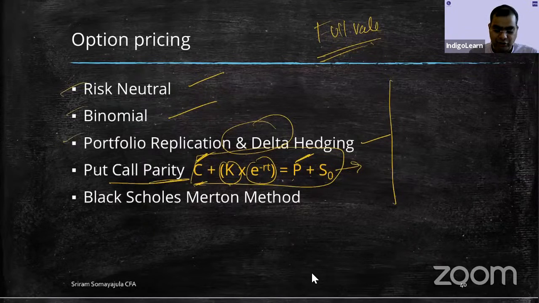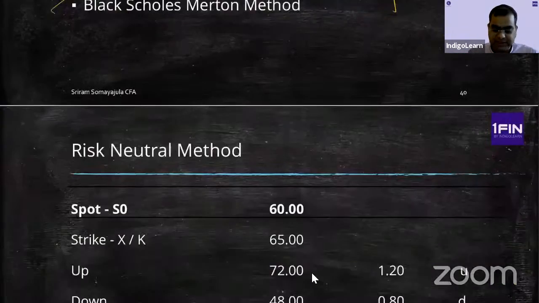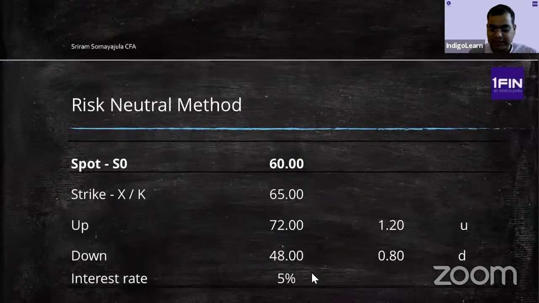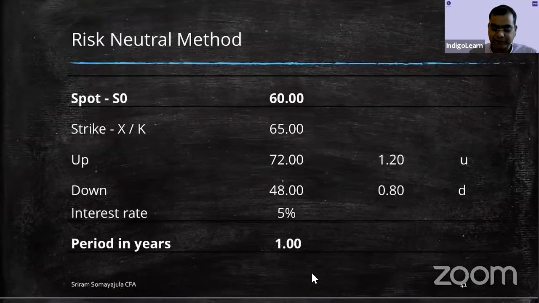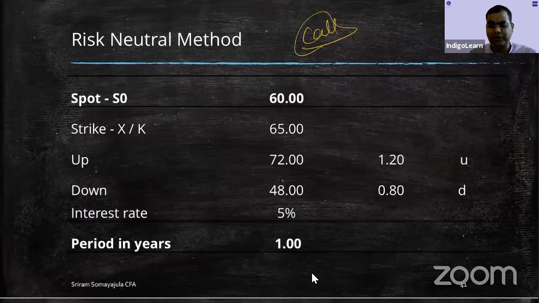I will explain these 4 methods and probably solve a problem as and when I'm explaining. Now, first is the risk neutral method. Let me explain this with the help of an example. Let us say, and I'm doing a call here. Most of my examples will be call. I'll put a put example also, but typically all my examples are call only, because it's very easy to explain. Call is a right to buy, right?